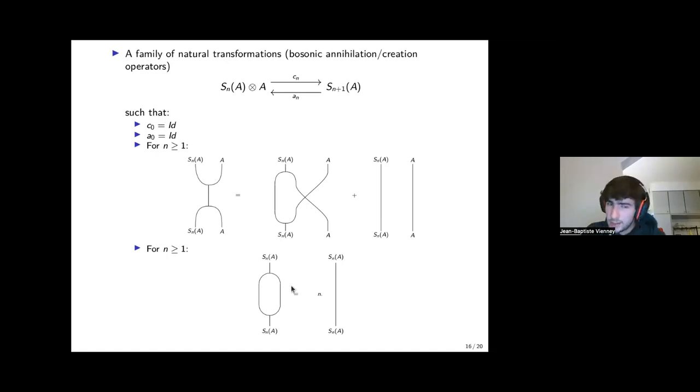The n-th symmetric power can be interpreted as the space of states of n indiscernible bosons. And so the creation means that you have the state of n indiscernible bosons, you add one boson, and you obtain the state of n plus one indiscernible bosons. And also you can take one boson in this state and extract it, and it gives you the annihilation natural transformation. So I suppose that if we have two natural transformations like this, which verify these equations, it gives you also necessarily the symmetric powers.